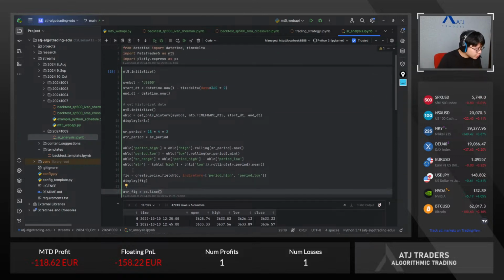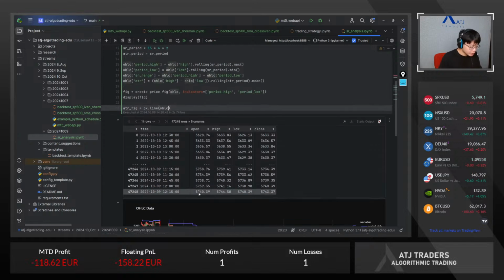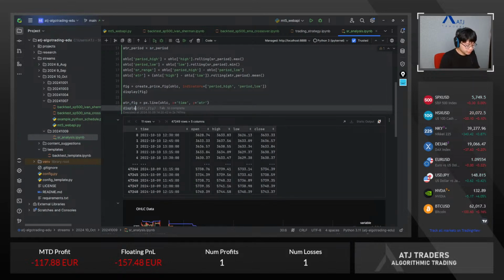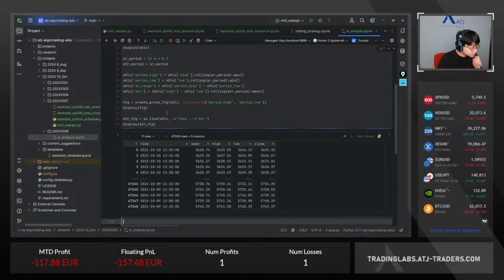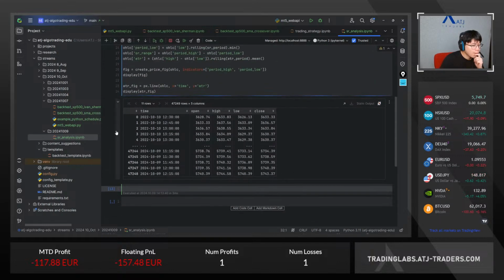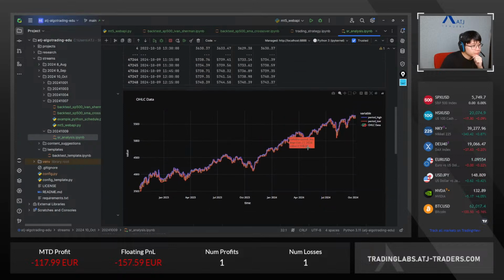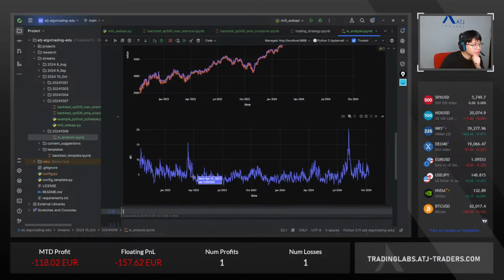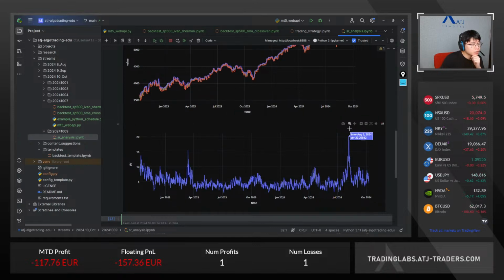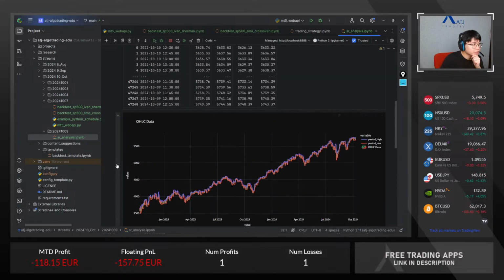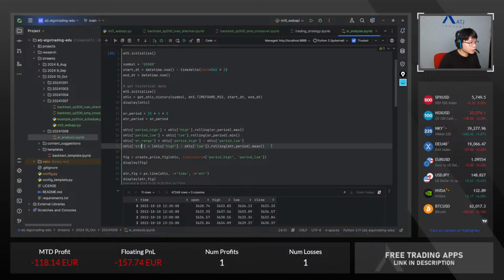So here we add the OHLC, then we want to plot the time axis, and then on the Y we look at the ATR, and then we display our ATR figure. Okay, so here we have ATR. So as you can see, sometimes the ATR is high and sometimes the ATR is low. So this is just the volatility.